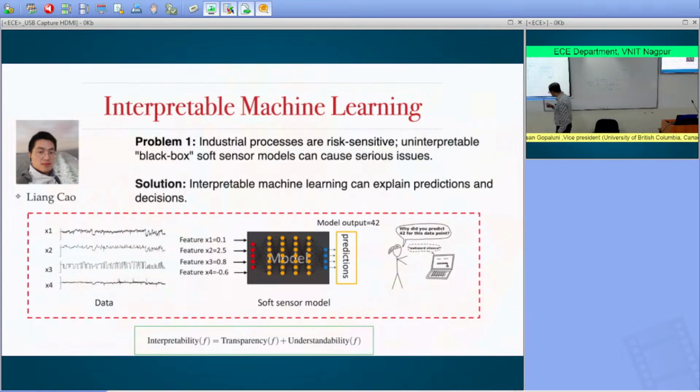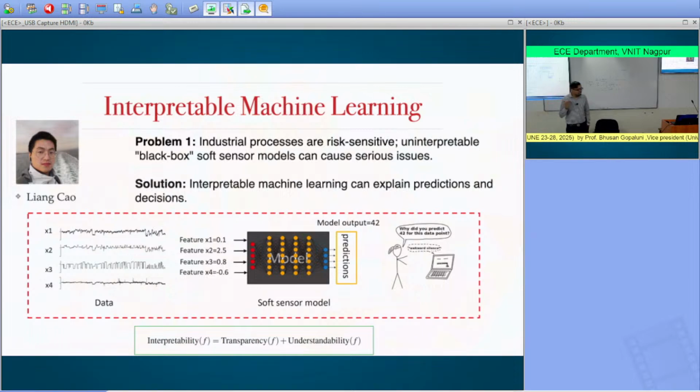Liang Kao was a PhD student of mine. He's now a postdoc at MIT. He worked on this idea of interpretable machine learning. He developed algorithms where the algorithms make these predictions, but they also tell you why they made that prediction. What is it that is causing a certain type of prediction?